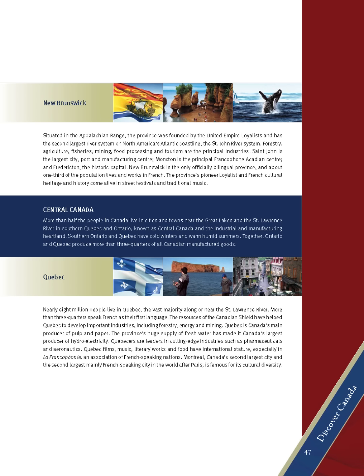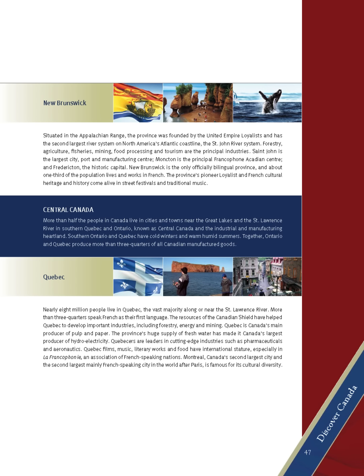New Brunswick is the only officially bilingual province, and about 1/3 of the population lives and works in French. The province's pioneer Loyalist and French cultural heritage and history come alive in street festivals and traditional music.